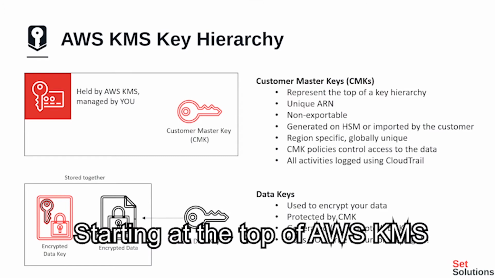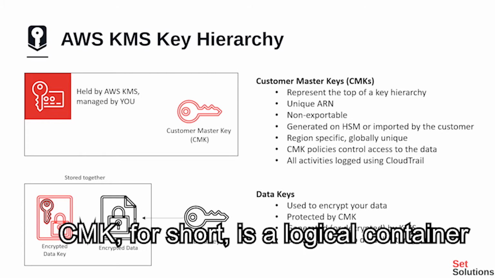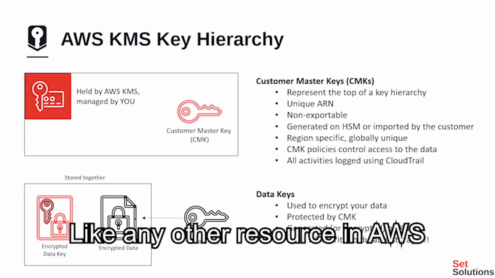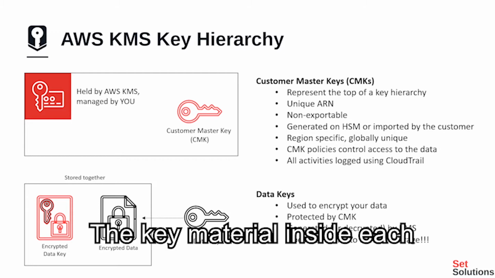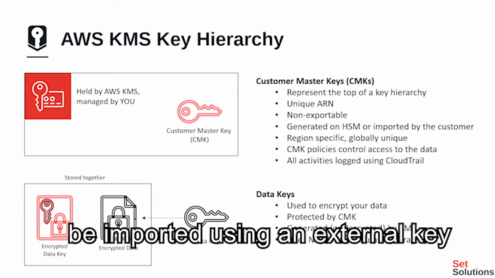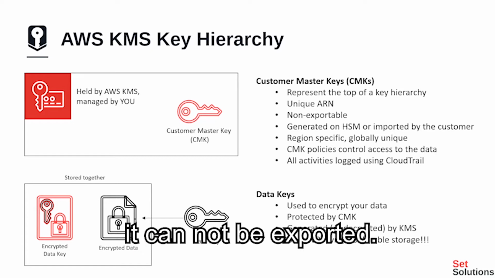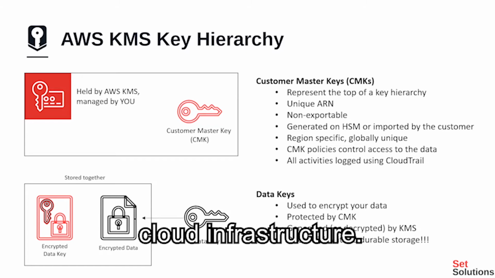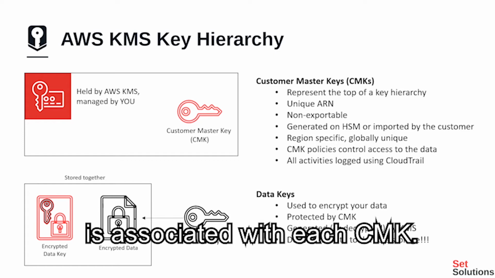Starting at the top of AWS KMS Key Hierarchy is your customer master key. A customer master key, or CMK for short, is a logical container and representation of the key material that lives inside. Like any other resource in AWS, it has a unique Amazon resource name associated with it. The key material inside of each CMK can either be generated using an HSM owned by AWS, or it can be imported using an external key source that you manage and control. Once the key material has been generated or imported, it cannot be exported. CMKs are region-specific and unique globally within AWS cloud infrastructure. To control management access and different crypto operations, you use a key policy that is associated with each CMK.